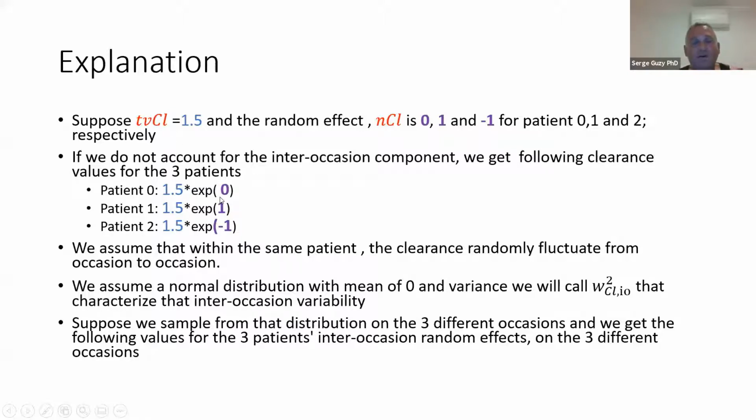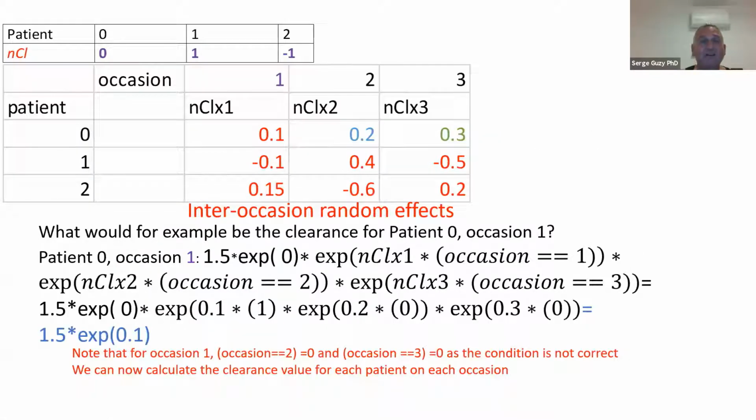If we have no fluctuation from period to period, then you just look at the inter-individual component, and then you get for each patient basically their clearance. Now, if you have random fluctuation, which is written here, you can see NCLX1, NCLX2, NCLX3, patient 0, 1, 2, you can plug this value into the equation, and I would like you to try at home, and you are able to define what would be the clearance for each individual, which is quantified by the NCL, but also on the 3 different occasions, 1, 2, and 3, week 1, week 2, and week 3.